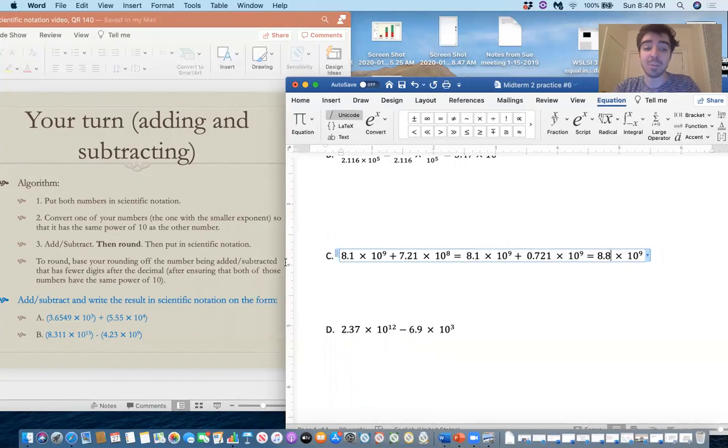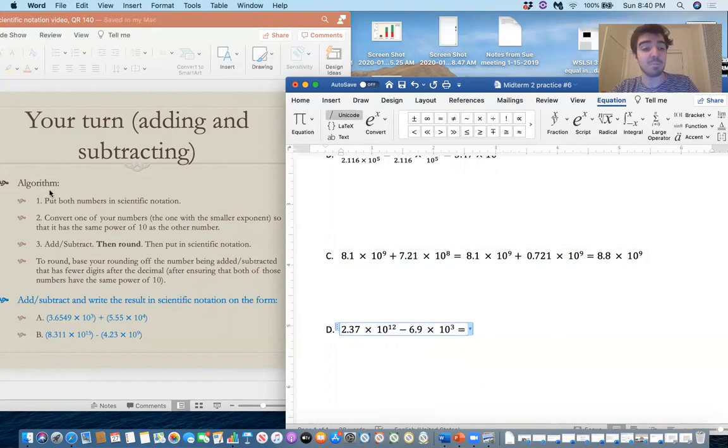And then last step, we need to put this in scientific notation, but lucky for us, it already is. Okay, so here's our final answer for the addition problem. And then last but not least, let's do the subtraction problem. 2.37 times 10 to the 12 minus 6.9 times 10 to the 3.